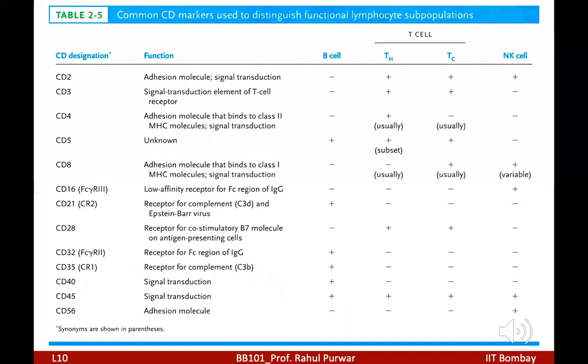The list is very long. I don't want you to memorize it. This is just for your information. There are so many markers, CD1 to CD300, and they basically define the different cell types or the different states of the cell type.